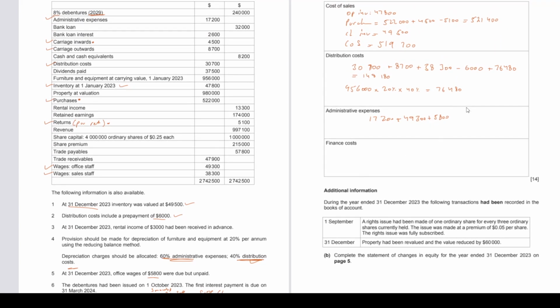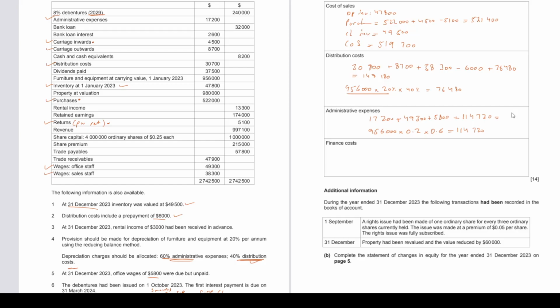Not so hard, is it? So add 5,800, and also we need to add the depreciation amount, which is the same as this, but instead of that we have 60%. 956,000 times 0.2 times 0.6. I really hope you guys understand how that works. 956 times 0.2 times 0.6. That's 114,720. Let's add it all up.